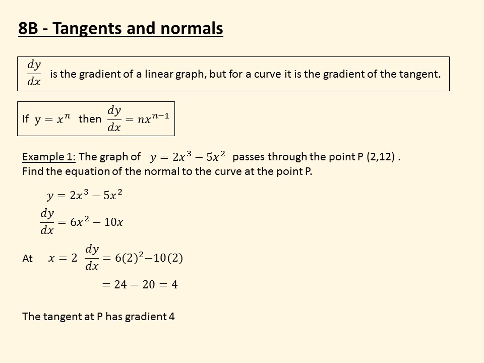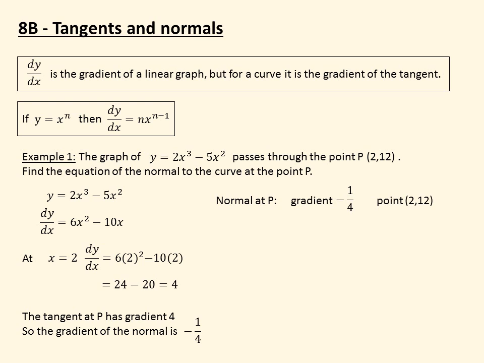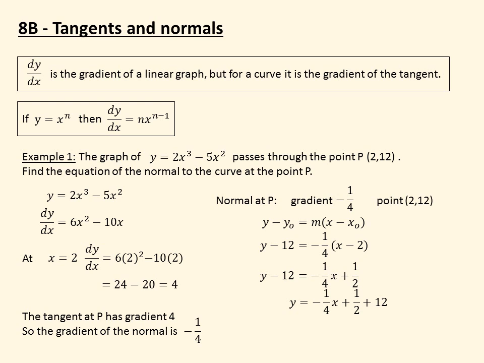But if the tangent has gradient 4, then we know the normal has gradient negative a quarter, as these are perpendicular lines. So we now know that the normal has gradient minus a quarter and goes through the point (2, 12). Put these two facts into our formula for a straight line and rearrange to get the equation of the normal.